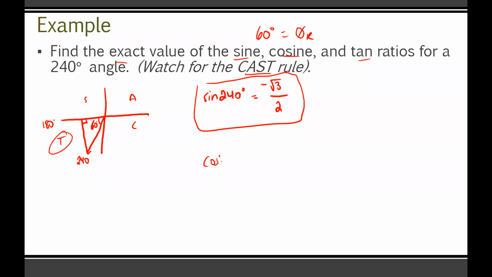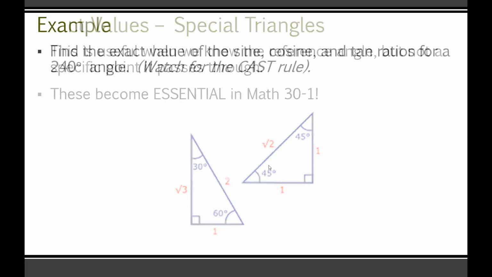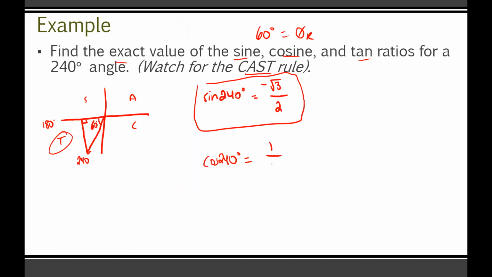Next one, cosine 240 degrees. Remember, cosine is adjacent over hypotenuse. So let's look at what the adjacent side would be to 60 degrees. The adjacent side to 60 degrees is 1, and the hypotenuse is 2. So this will be 1 over 2. But remembering our CAST rule, the only thing that should be positive here is tan. So we'll stick a negative on there just for good measure.